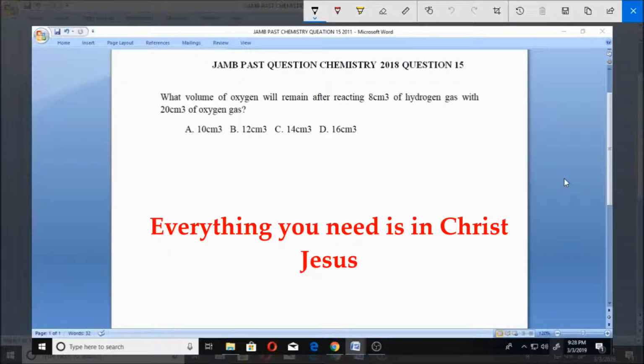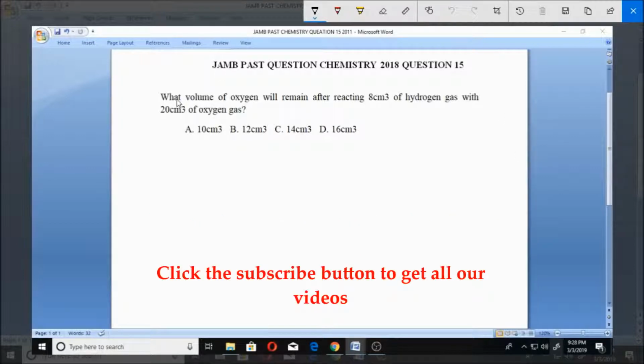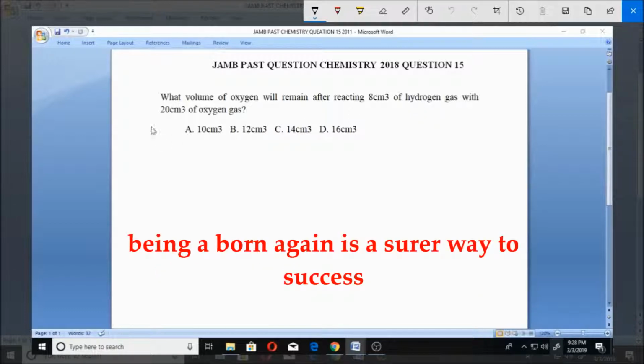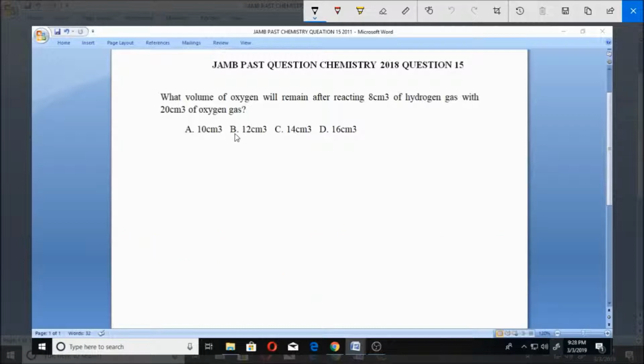Hello, welcome. Let's look at question number 15 for JAMB Past Question Chemistry 2018. What volume of oxygen will remain after reacting 8 cm³ of hydrogen gas with 20 cm³ of oxygen gas? Is it A, 10 cm³, B, 12 cm³, C, 14 cm³, D, 16 cm³?